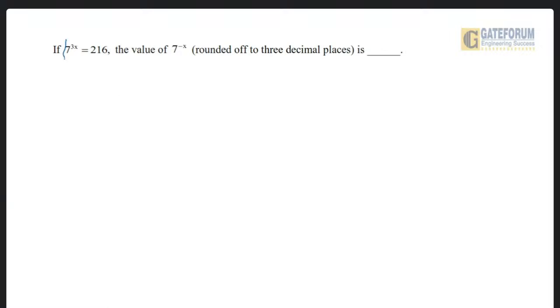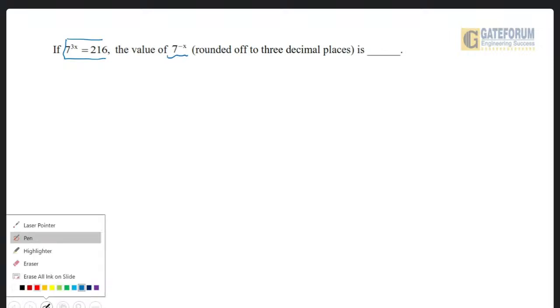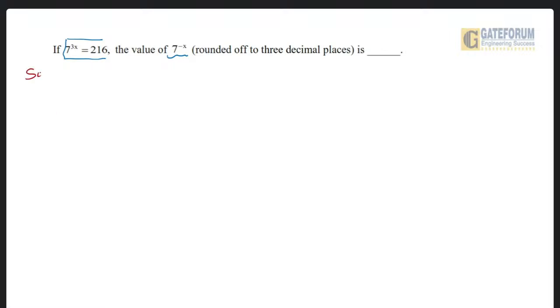This is given and they are asking 7 power minus x. Simple question. Solution, 7 power 3x is equal to how much given? 216.